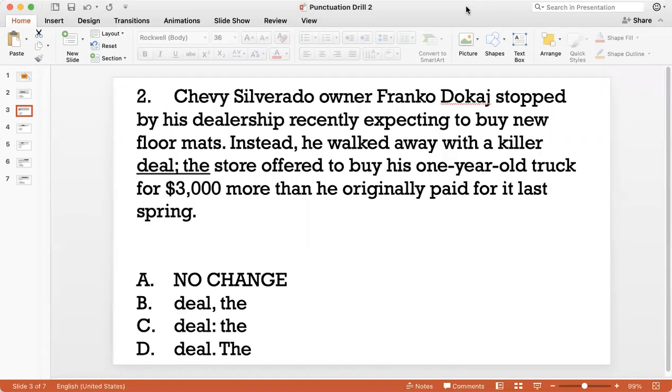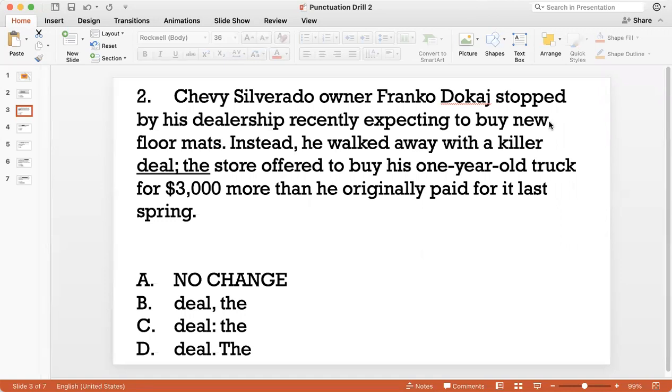Question 2. Chevy Silverado owner Franko Dokaj stopped by his dealership recently expecting to buy new floor mats. Instead, he walked away with a killer deal. The store offered to buy his 1-year-old truck for $3,000 more than he originally paid for it last spring.